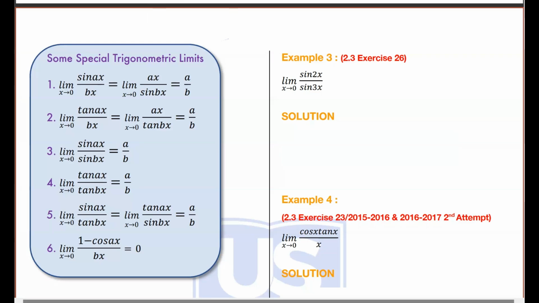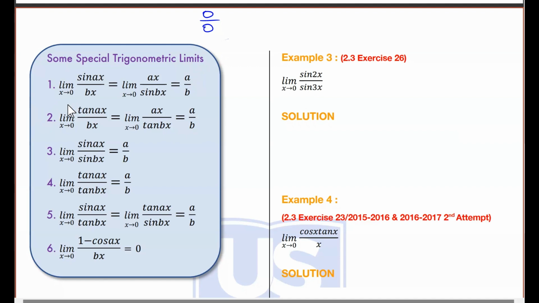And the other 0 over 0 condition involves trigonometric functions. The rules of the special trigonometric limits are derived from L'Hopital's rules, which we will learn in chapter 3. So for now, just know them as rules.